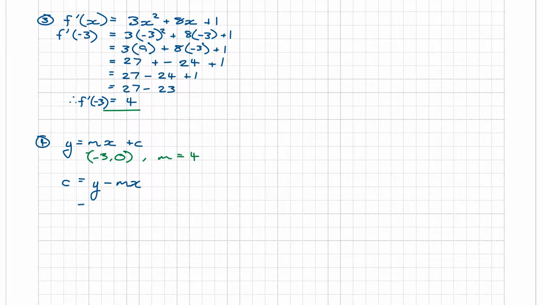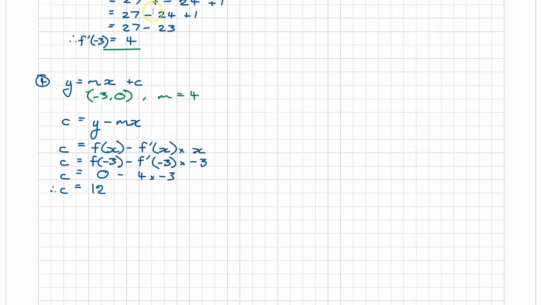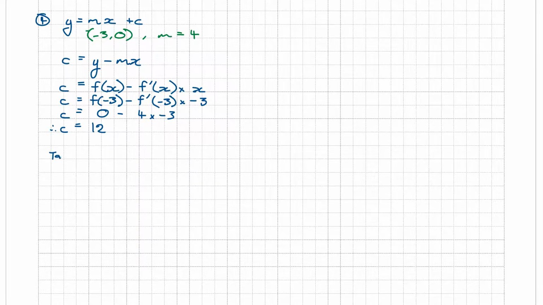Rearranging and substituting in the values, c is going to be y take mx, or we can rewrite it as f(x) take f'(x) times x. Using these values here, c is equal to f(-3) - f'(-3) times -3, which becomes 0 take 4 times negative 3. Therefore the y-intercept is simply 12. Putting that all together, the tangent at x = -3 is going to be y = 4x + 12.